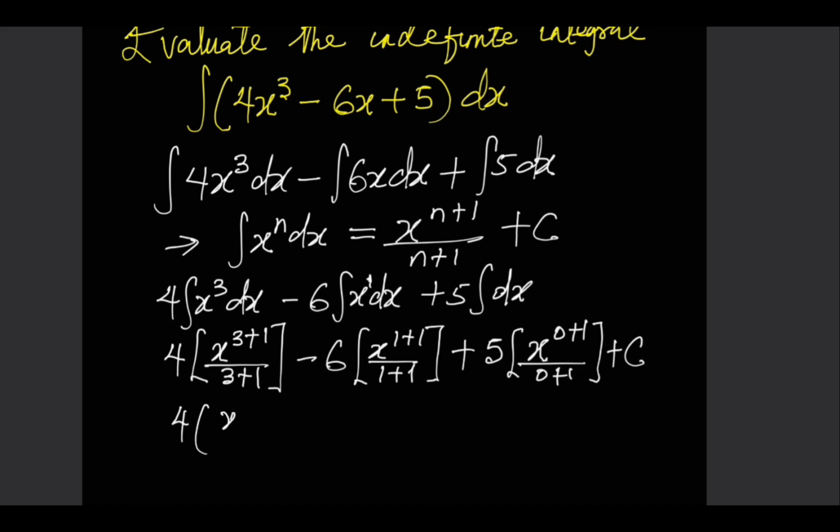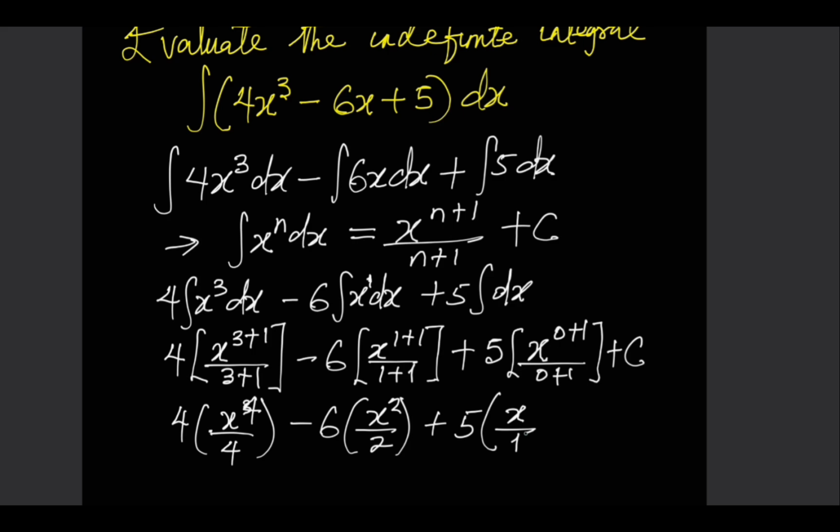4 times x to the power of 3 plus 1 is 4. Let's put the answer directly. Divided by 3 plus 1, which is 4. Minus 6 times x to the power of 1 plus 1, which is 2, divided by 2. Plus 5 times x to the power of 0 plus 1, which is 1. So x to the power of 1 is just x, divided by 0 plus 1, which is still 1. More like x divided by 1, plus c.